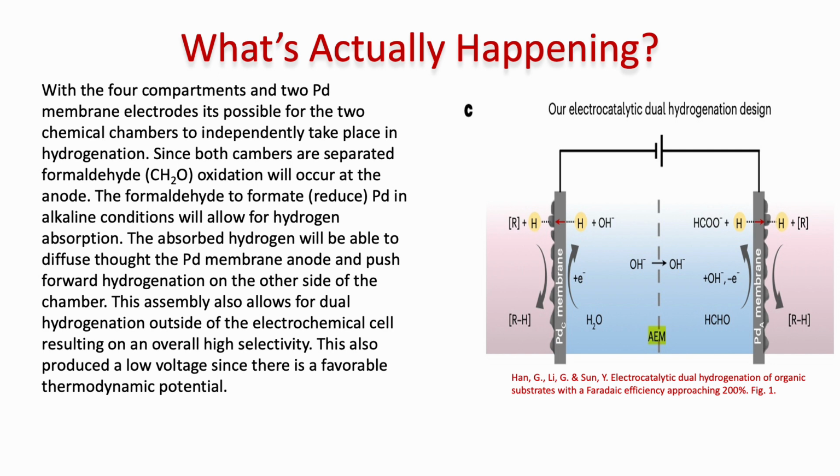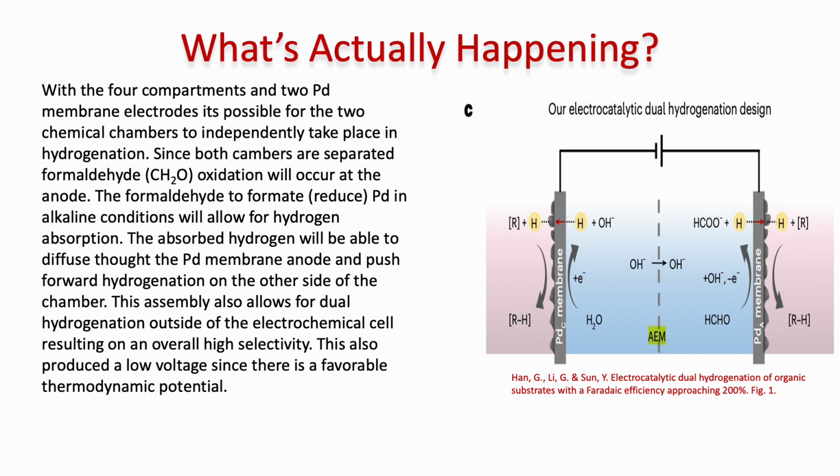So with the 4 compartments and the 2 palladium membrane electrodes, it's possible for the chemical chambers to independently take place in hydrogenation. Since both chambers are separated, as I was saying, by formaldehyde, which is the CH2O, oxidation will occur at the anode. The formaldehyde to formate, which is a reduced form of palladium in alkaline conditions, will allow for hydrogen absorption.